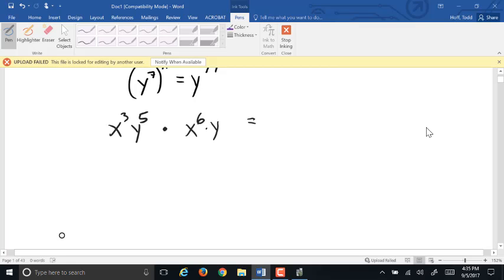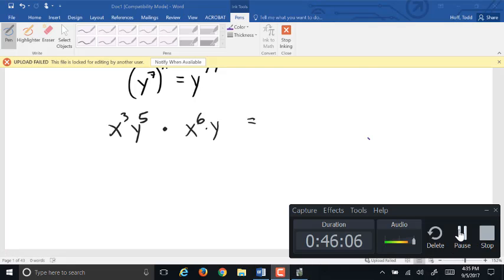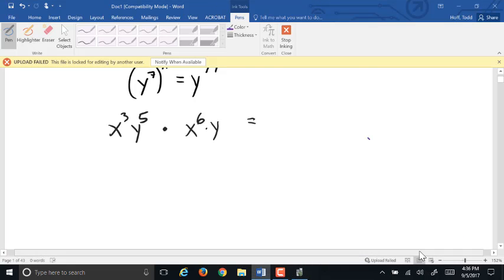So we have x to the third, y to the fifth times x to the sixth, y. We can multiply the x's. x to the third times x to the sixth. What is 3 plus 6? 9. So we get x to the ninth. y to the fifth times y. Well, we have to think of this as y to the 1. So y to the fifth times y to the 1 is y to the sixth.